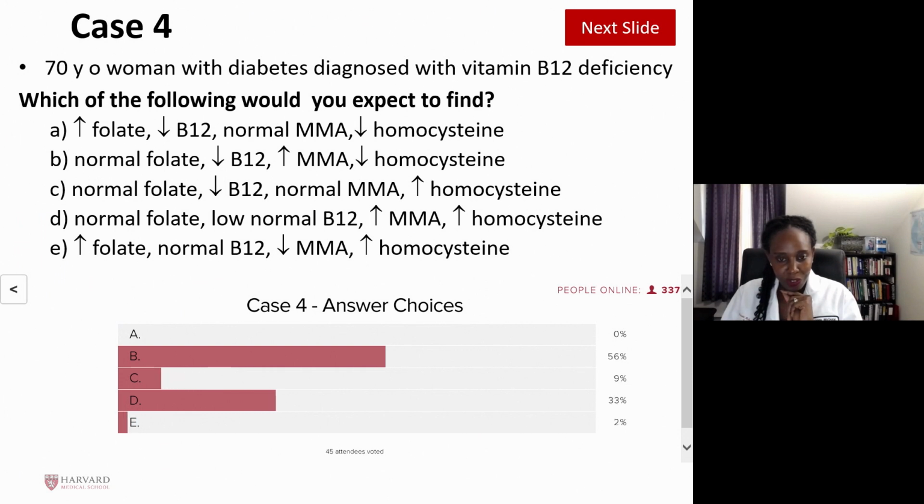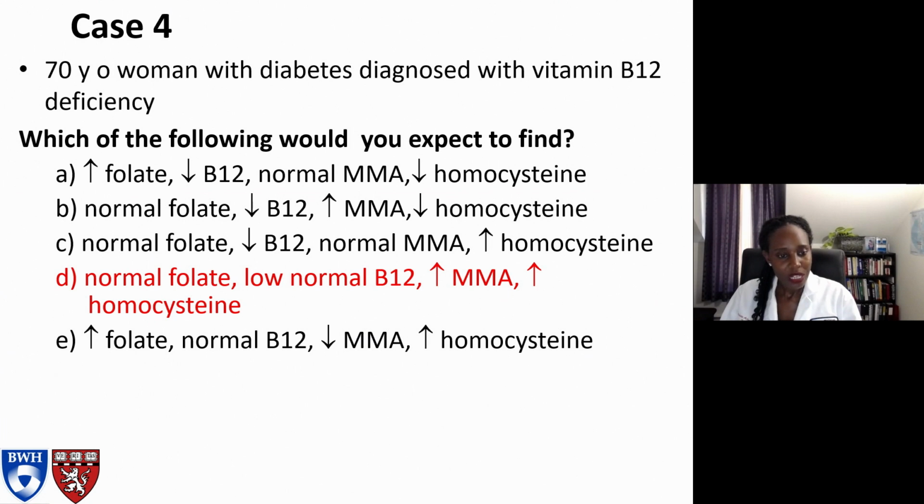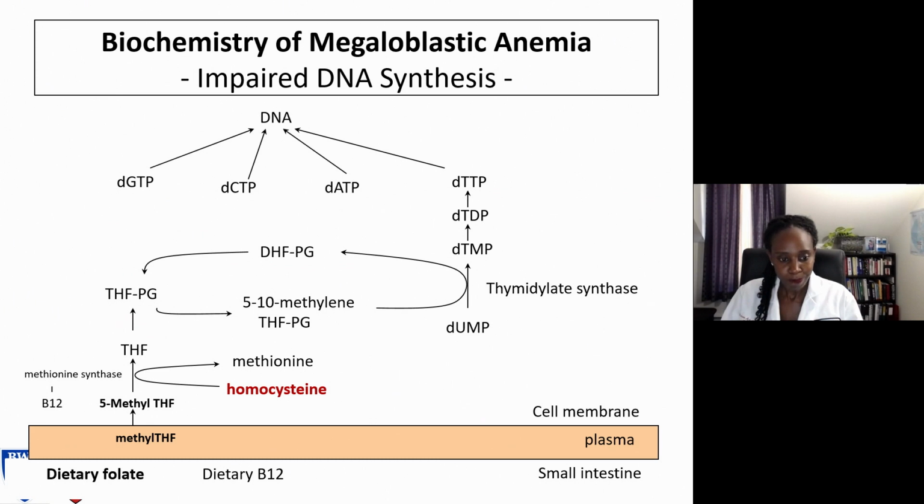So I have very few votes. I'm going to say the answer to this one is D. This patient has B12 deficiency, which is marked by an elevated methylmalonic acid and an elevated homocysteine. Patients with B12 deficiency may have a low normal B12 level. And we'll talk a little bit about that.